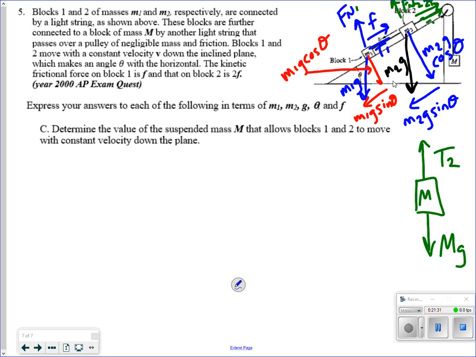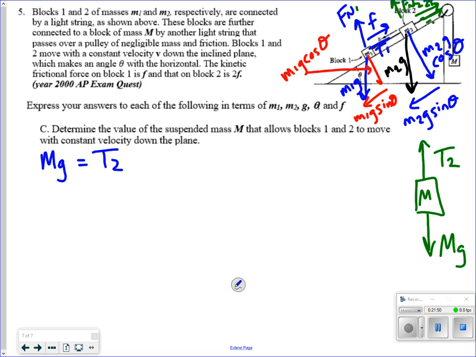All right, so we know that these forces are balanced, right? We want to move with a constant velocity down the plane. So this means that big M, little g, has to be equal to T2, right? Because you've got balanced forces, constant velocity going down the plane. Now let's look at the next block.